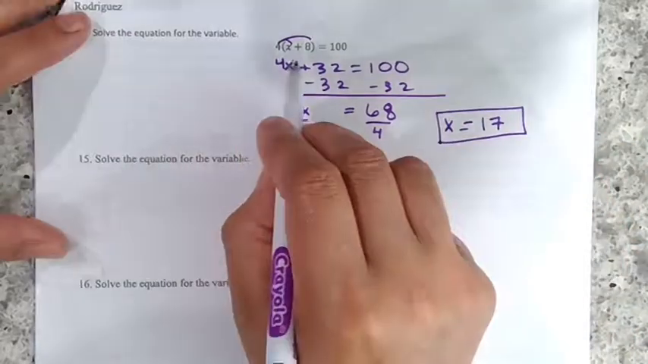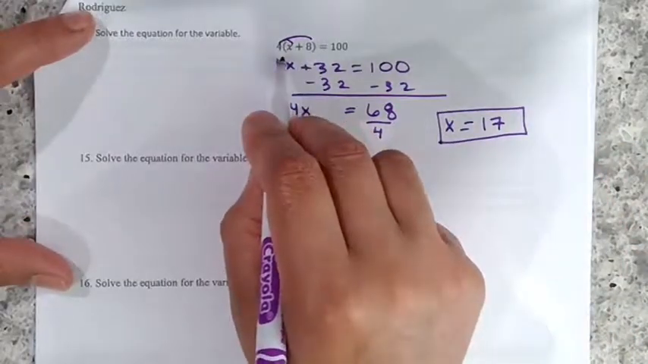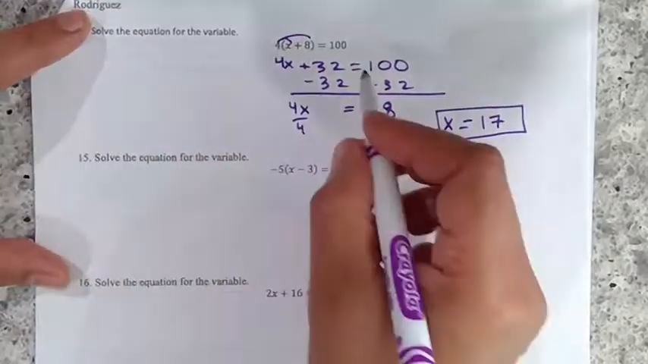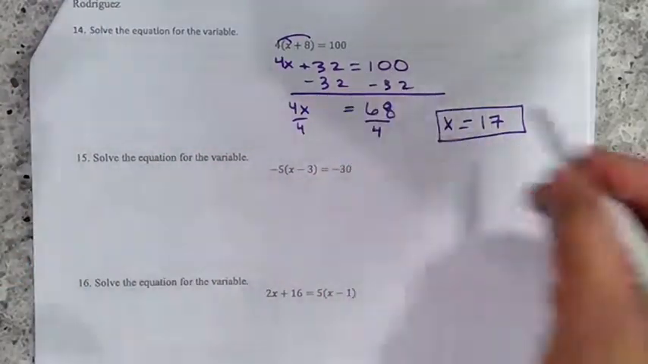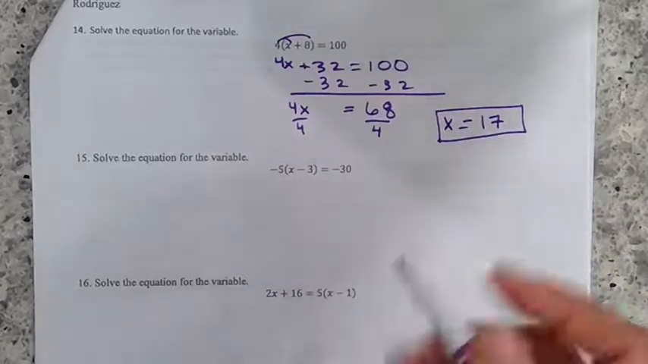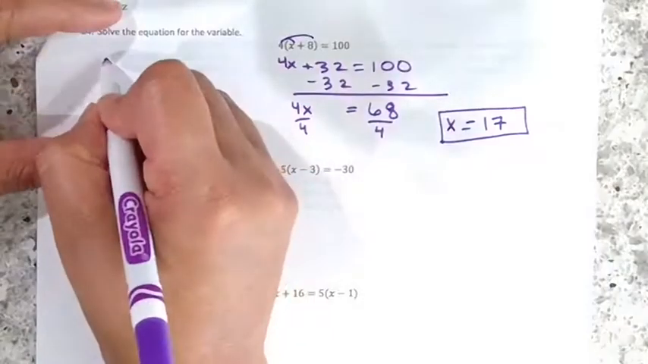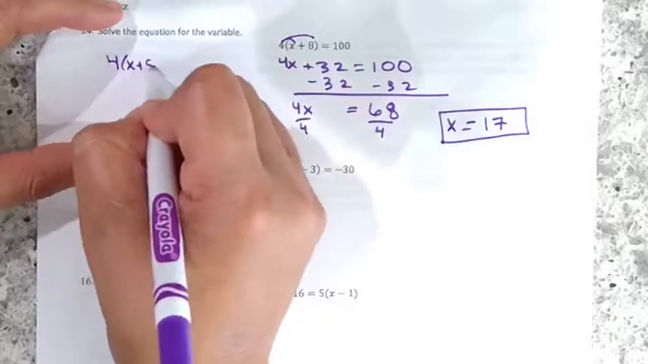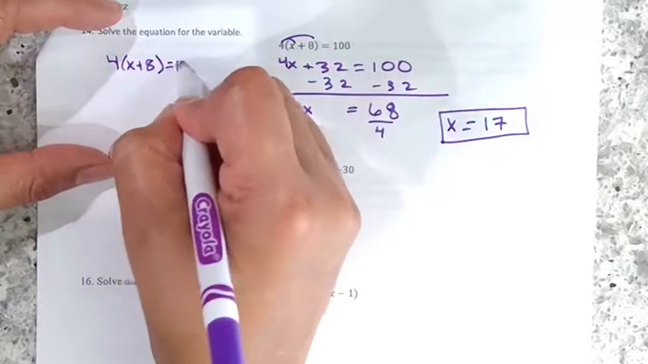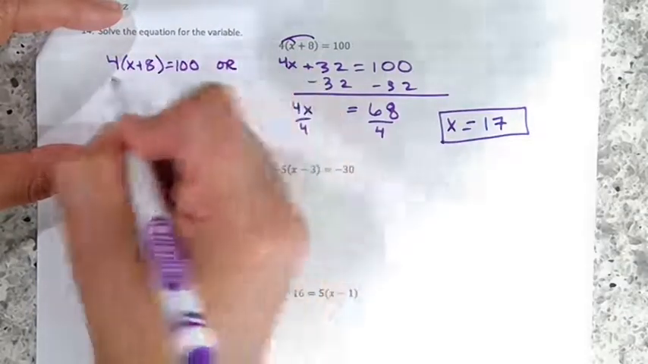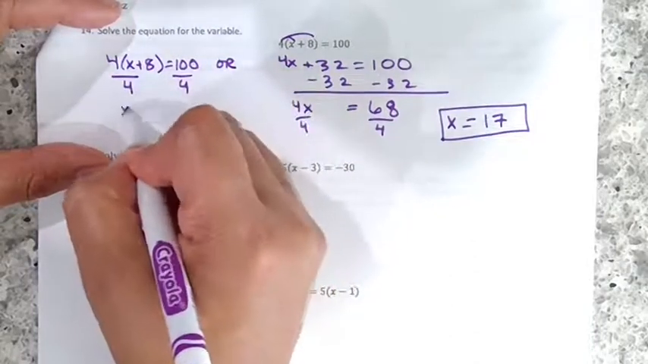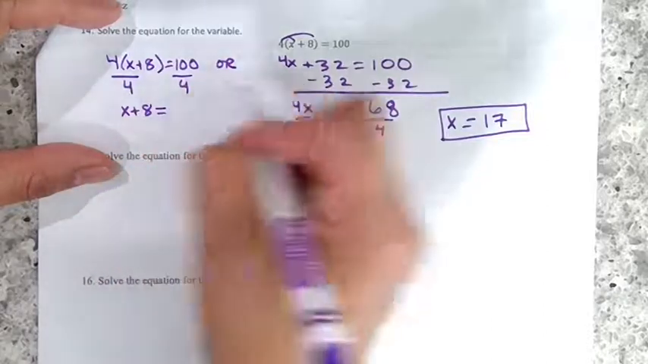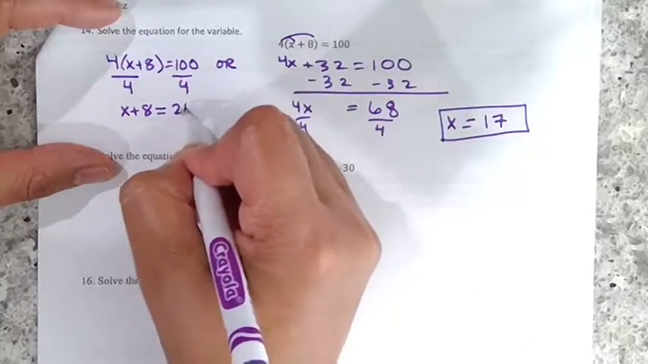On this one, you actually could have divided by 4 first, and then you would have had x plus 8 equals 25, and then subtract 8, and x is still equal to 17. So you could have done it 2 ways. Let me show you that. So you could have divided by 4 just because it goes in evenly. If it didn't go in evenly, I wouldn't have done that. I would have just distributed and then.